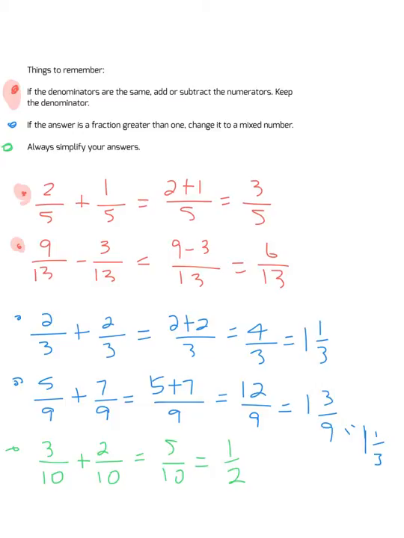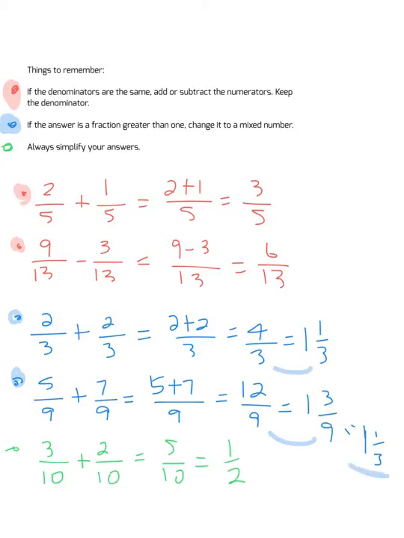If the answer is a fraction greater than 1, change it to a mixed number. So 2/3 plus 2/3 would give you 2 plus 2 is 4, 4/3. Change that again. Remember, the denominator always stays the same. 3 goes into 4 once with 1 left over, 1 1/3. 5/9 plus 7/9 would be 12/9. 9 goes into 12 once with 3 left over.